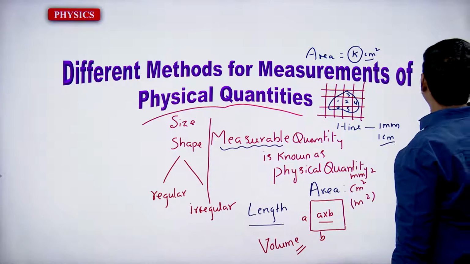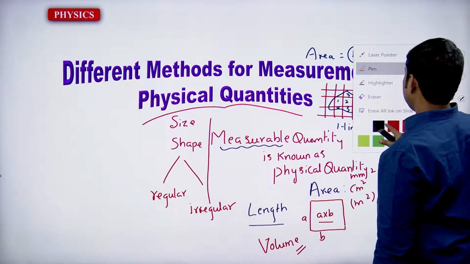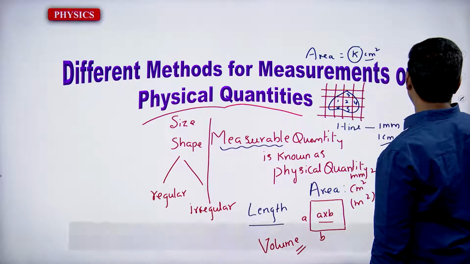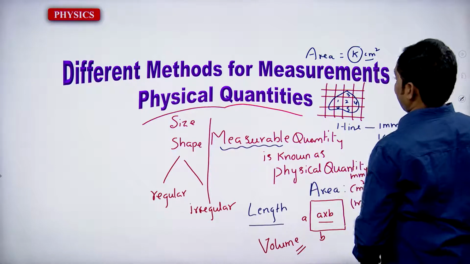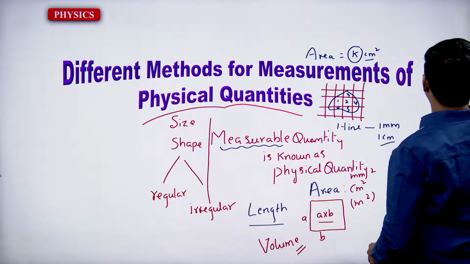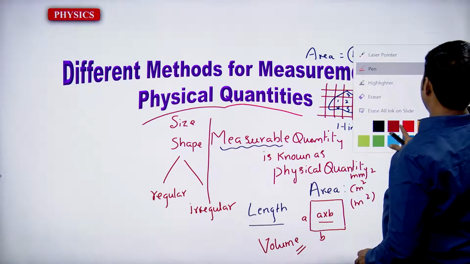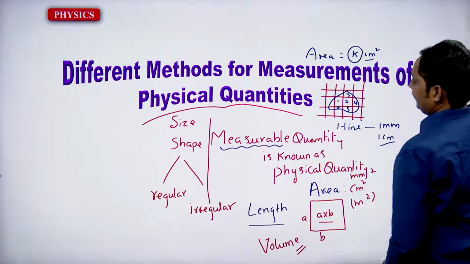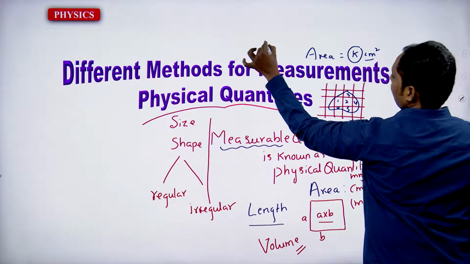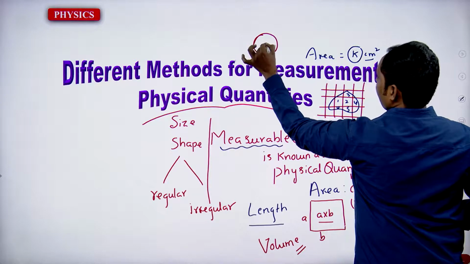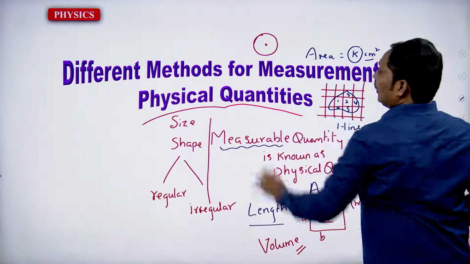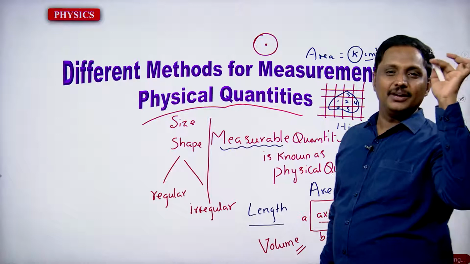Now, if you take one circle, please take a circle. How will you measure the area of the circle?